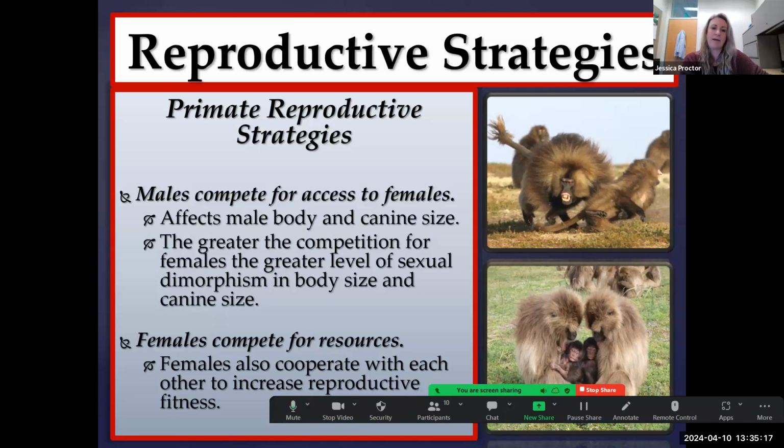So this will affect not only body size, but also canine size. So we call those sexually dimorphic canines. We'll see an example of that here in just a moment, sexually dimorphic canines.